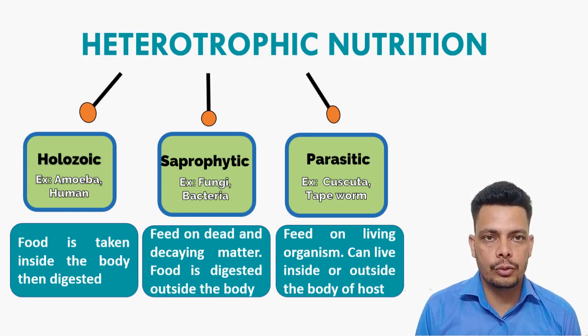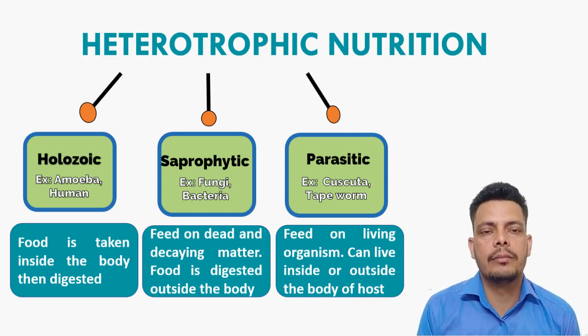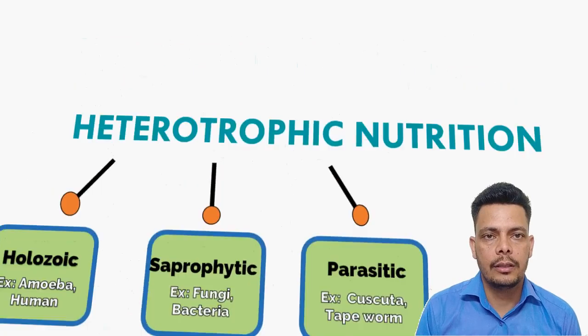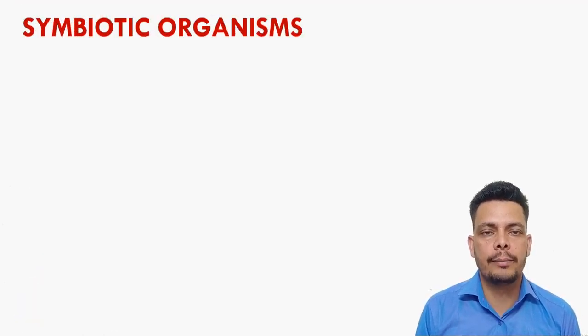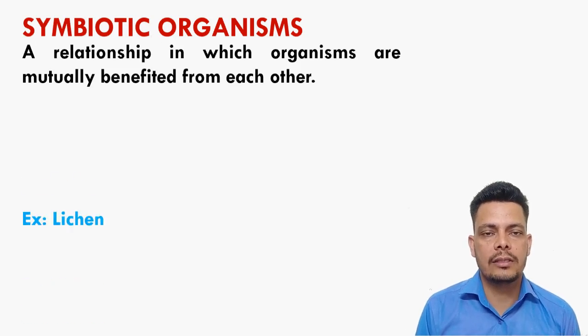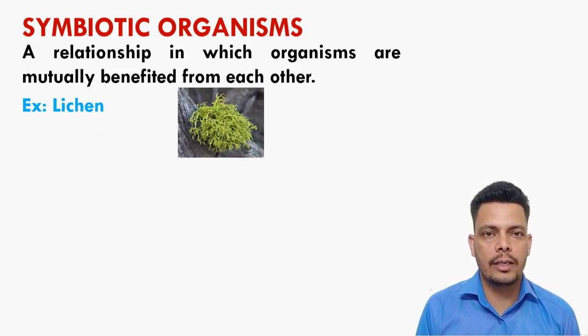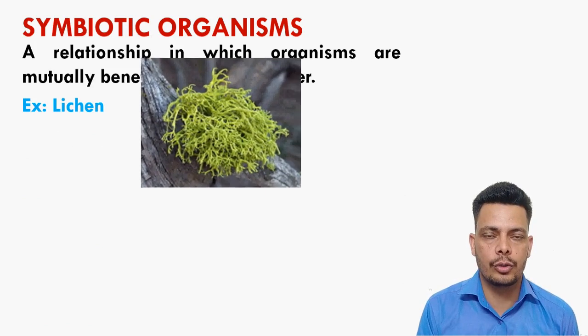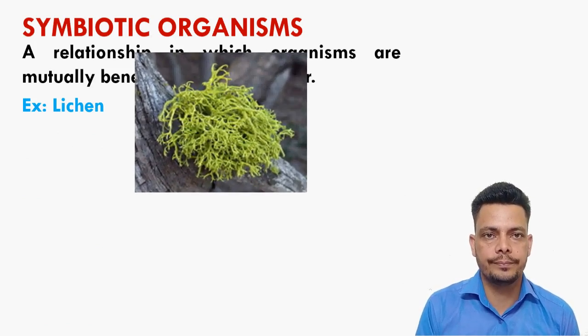There are other forms also which are not completely heterotrophic but also come in the category of the heterotrophic. The first is symbiotic organisms or symbiosis. The relationship we call symbiosis, as in lichens. So again, you will be confused. In some countries lichen is spoken, and in some countries lichens is spoken. So we will be talking about lichens.